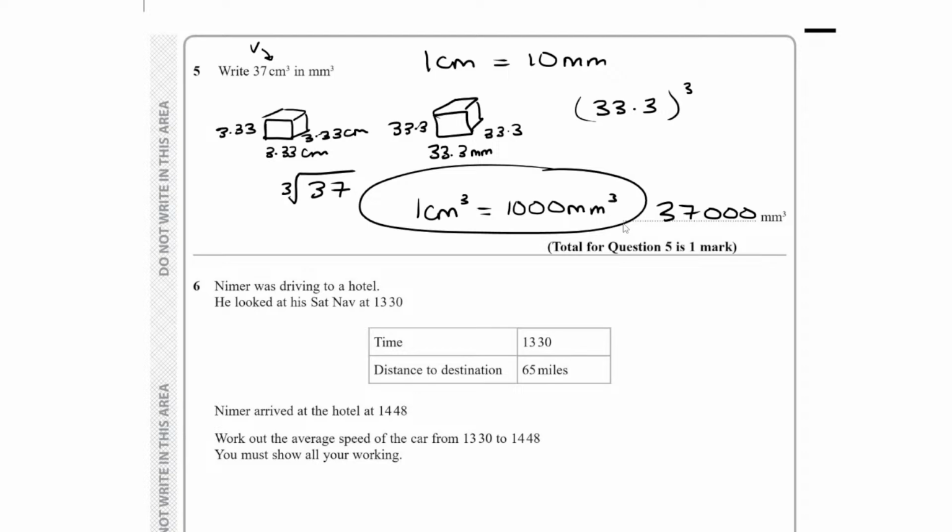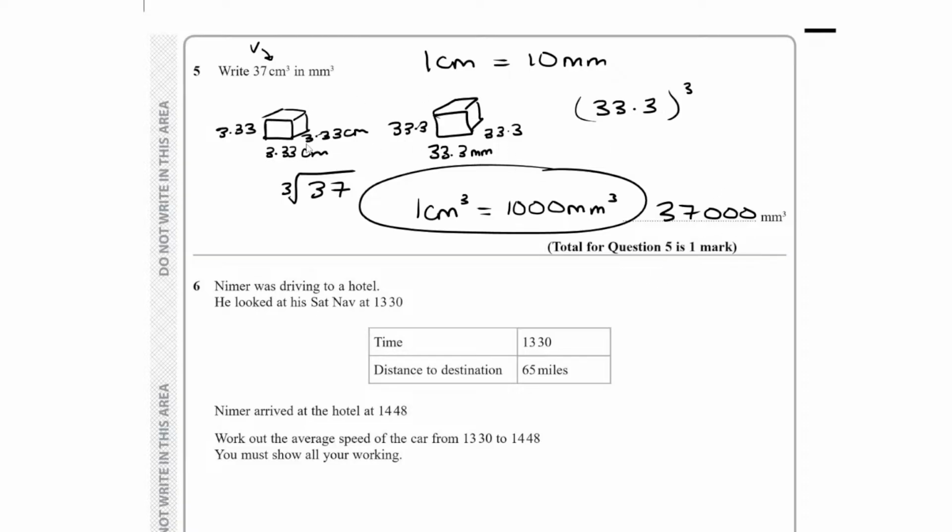So yeah, let me just have a look at the comments. 10 times 10 to the power of 3. Yeah, scale factor cubed, I guess you could think of it that way. 37 times 10 to the power of 3. That would be the same, wouldn't it? Yeah. You can do it different, as long as you get this answer.